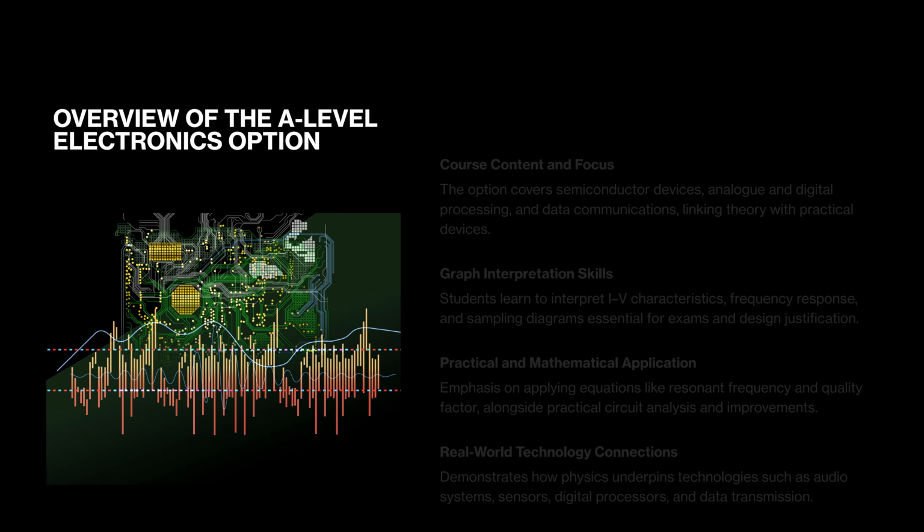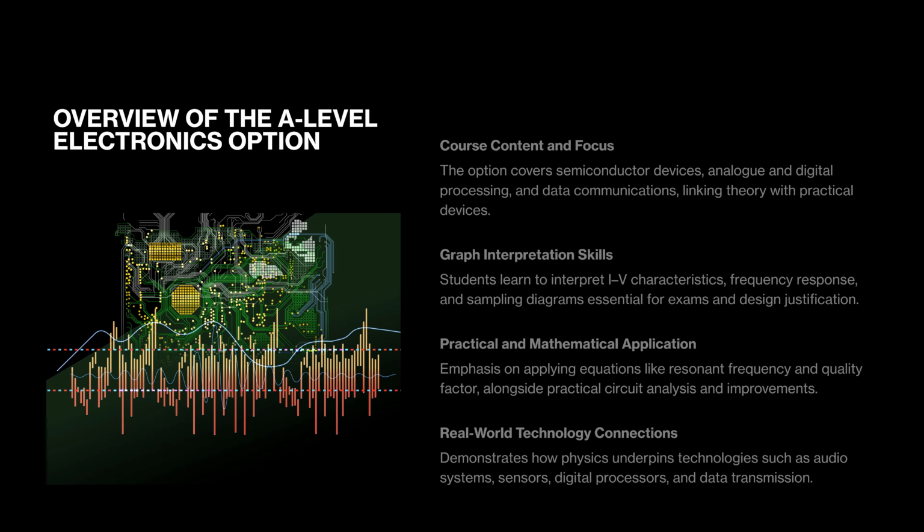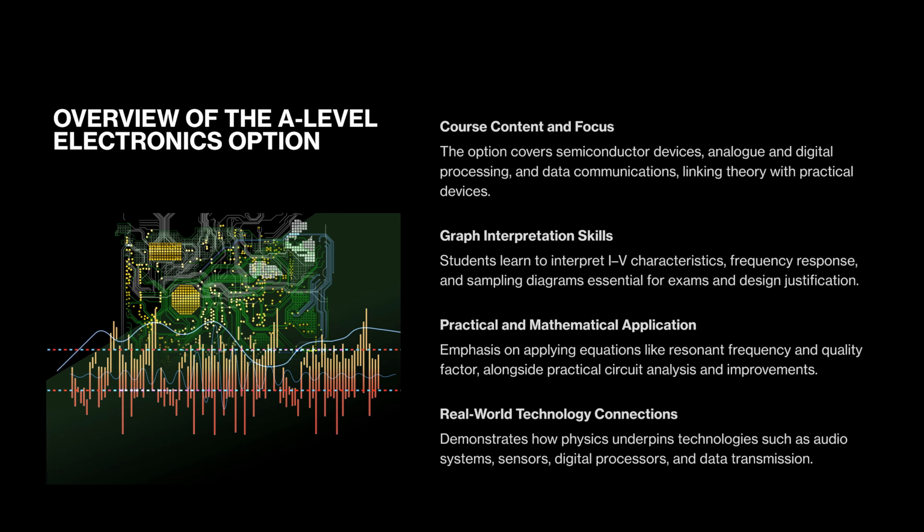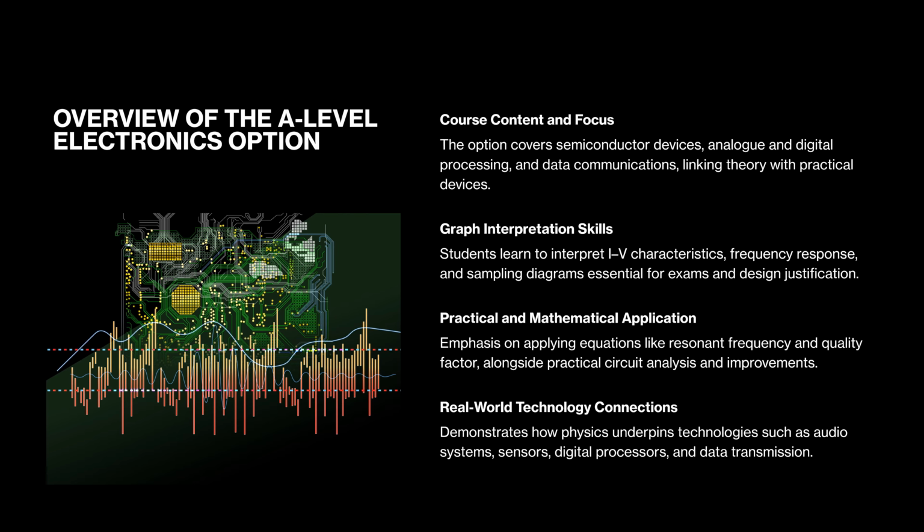The electronics option builds directly on the core electricity and materials topics and focuses on how physical principles are applied in modern electronic systems. This option is designed to show how relatively simple components can be combined to create complex analog, digital, and communication systems. The specification is divided into discrete semiconductor devices, analog and digital signals, analog signal processing, digital signal processing, and data communications. Each section introduces real-world devices such as MOSFETs, Zener diodes, photodiodes, operational amplifiers, logic gates, counters, and communication links.